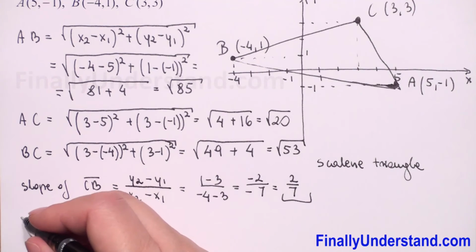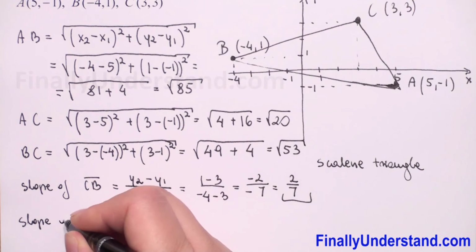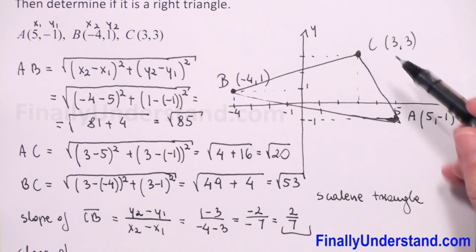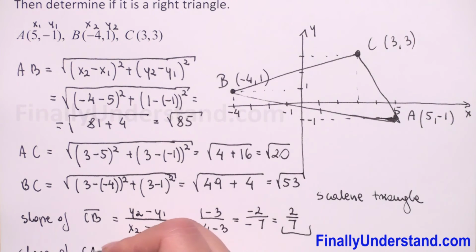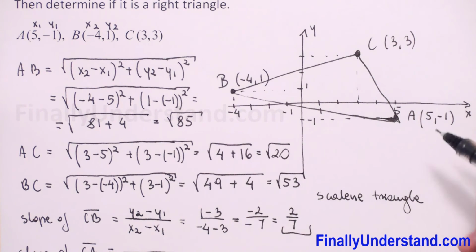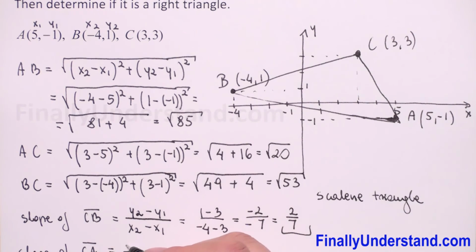And next we have to find the slope of the CA segment. So we use the same formula. First we subtract y coordinates in the numerator, A is last, so we have negative 1 minus 3 over the x coordinates, now 5 minus 3. So this is equal to negative 4 over 5 minus 3, which is 2. So we have negative 2.